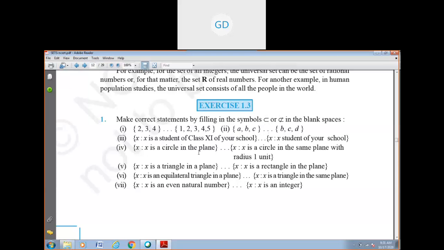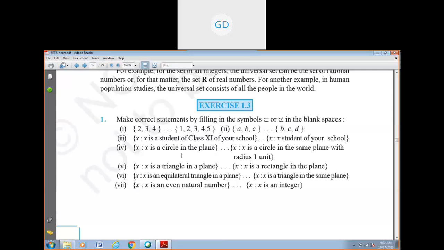And the next one, number 3: X is a student of class 11 of your school, and X is a student of your school. So it is obviously a subset, because the second set is the collection of all students of the school, and the first set is only the collection of 11th standard students. So this is obviously a subset.